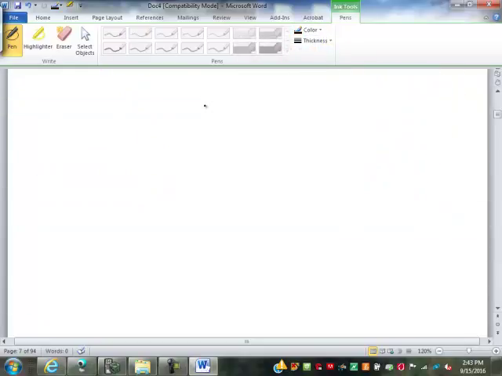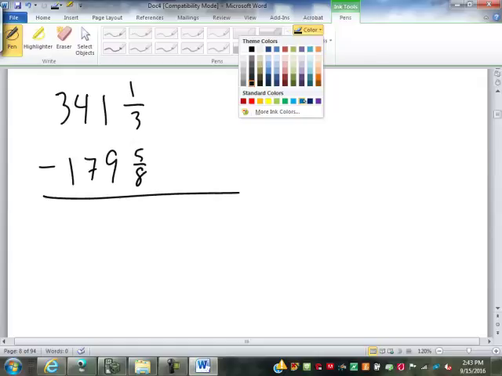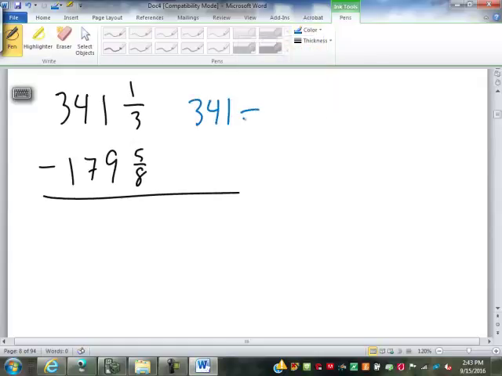Let's try another one of those. Let's do 341 and 1/3 minus 179 and, what do I put in here? 5/8. What's my common denominator? 24. This one will be 8, right? 3 times 8, so 1 times 8. What's this one going to be? 15.